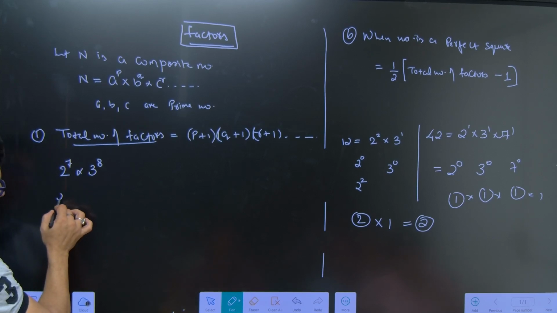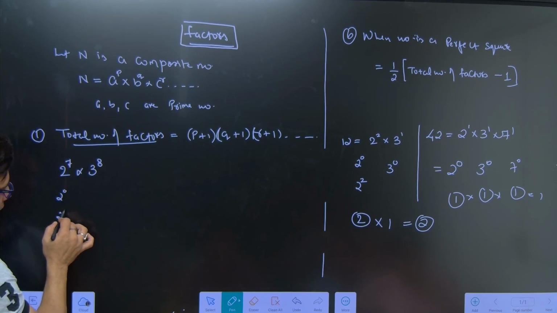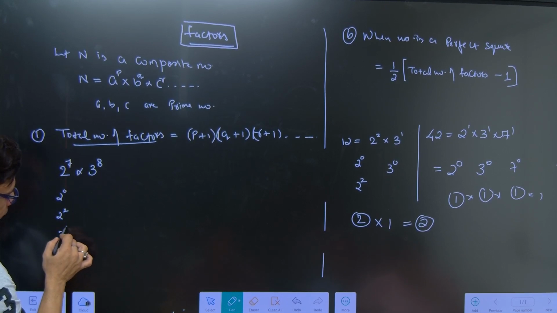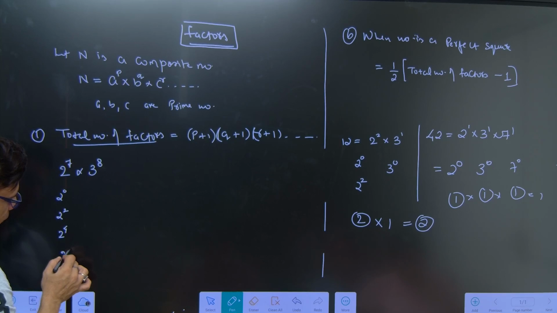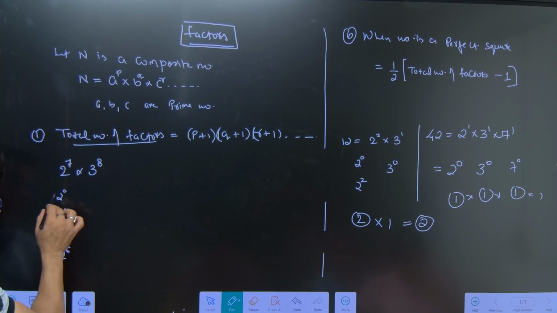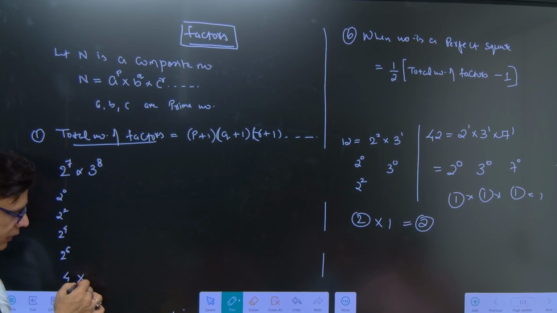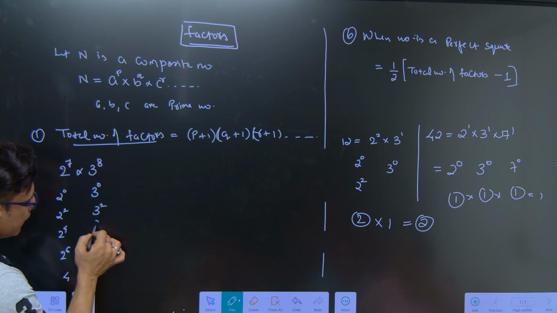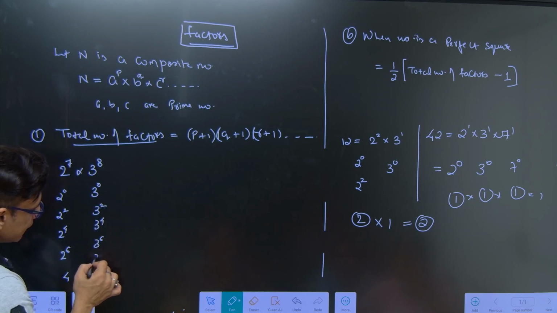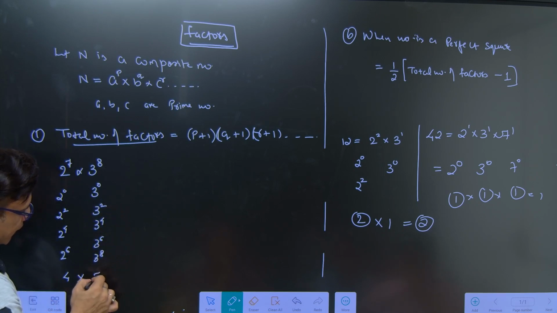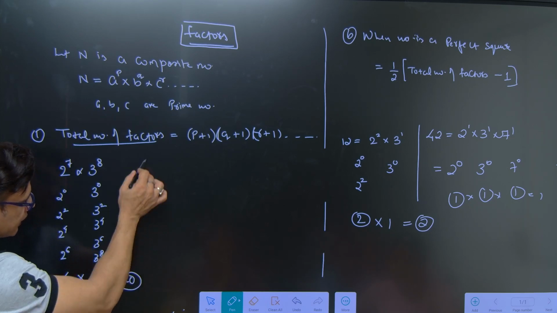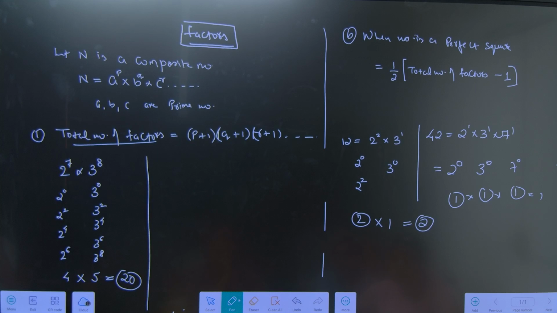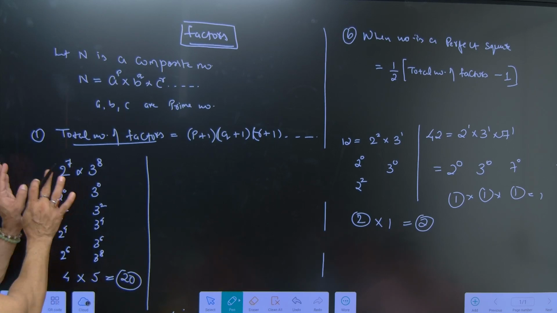Here, perfect squares you'll get at 2 raised to the power 0, then 2 square, then 2 to the 4, and then 2 to the 6. How many perfect squares here? 4 here, right? Where will you get perfect squares in 3? 3 raised to the power 0, 3 square, 4, 6, and 8. How many perfect squares here? 5. So 4 into 5 is 20. So how many factors are there which will be perfect squares? 20, right? Still, the powers are small, right?